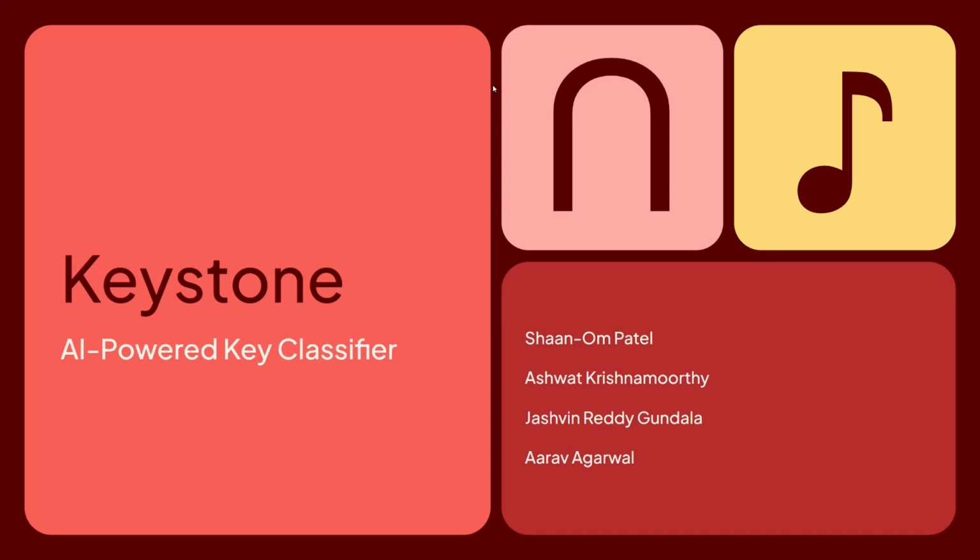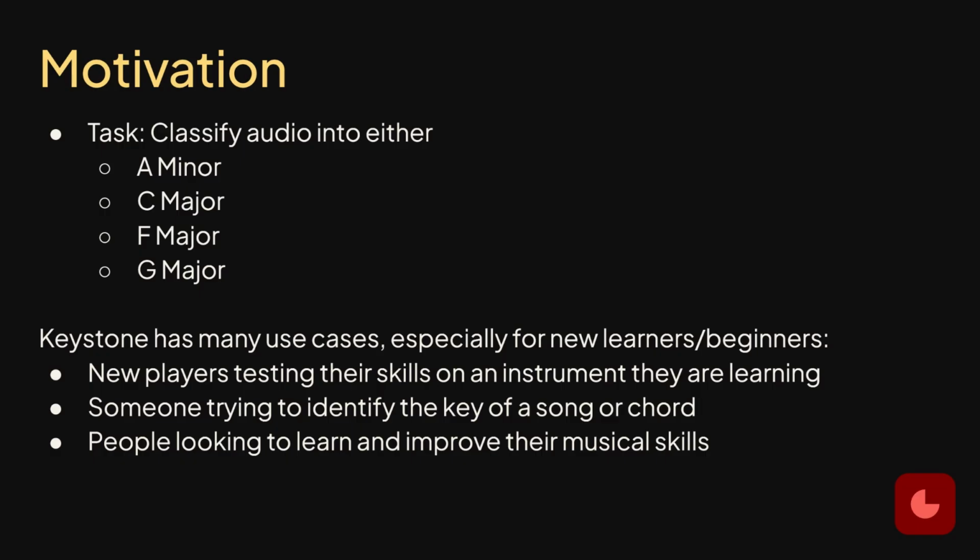I'm Aarav, and our group has created Keystone, an AI-powered key classifier. So the main task that Keystone accomplishes is that it can classify audio, whether recorded or clips, into one of these four chords: A minor, C major, F major, and G major. Now we picked these four chords because they seem to make up the majority of notes in pop culture music, so it'll be very useful.